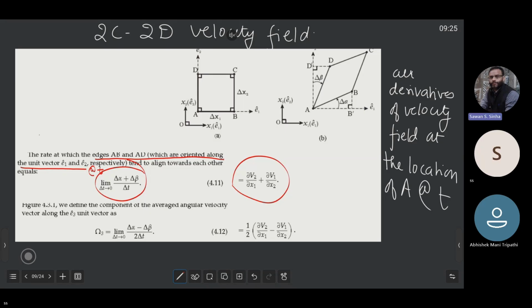So here you see, when you talk about the two angles or the two edges collapsing or falling on top of each other, see the change in indices that has happened. Right? When we talk about edge length, 1 1 comes or 2 2 comes, but when we talk about two edges, it gets crossed: del v2 del x1, del v1 del x2.